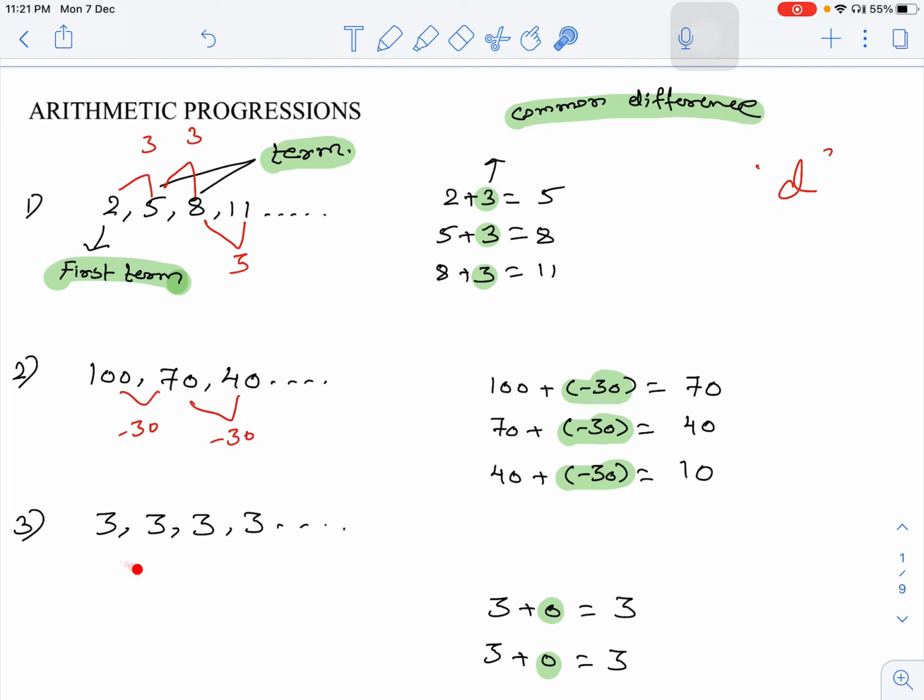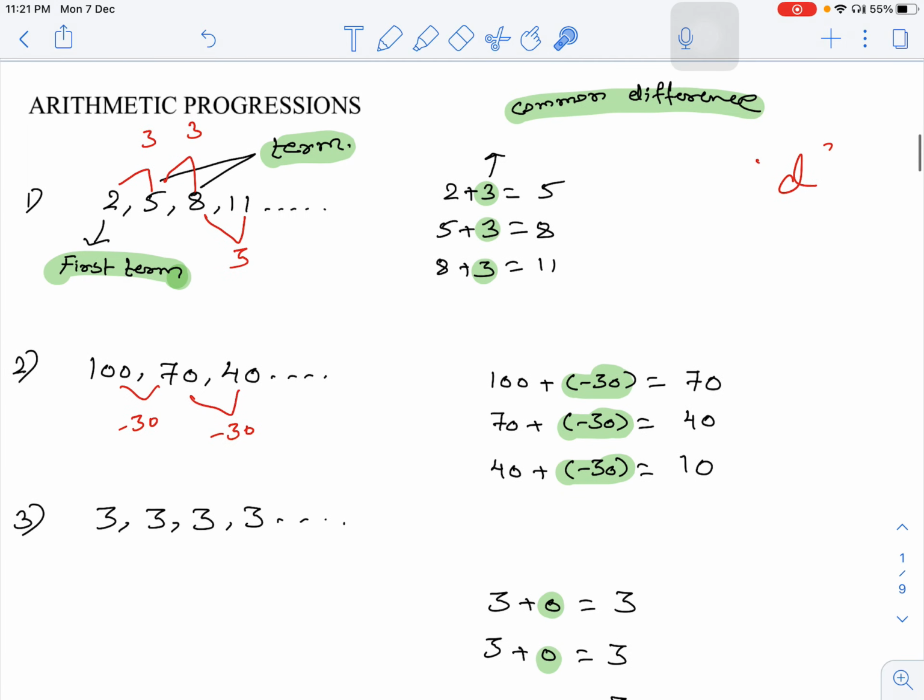Then now here, if you want to find the common difference, what is the common difference? So 3 minus 3, 0. Again 3 minus 3, 0. 3 minus 3, 0. Now here we can see that in every successive subtraction the difference is the same.